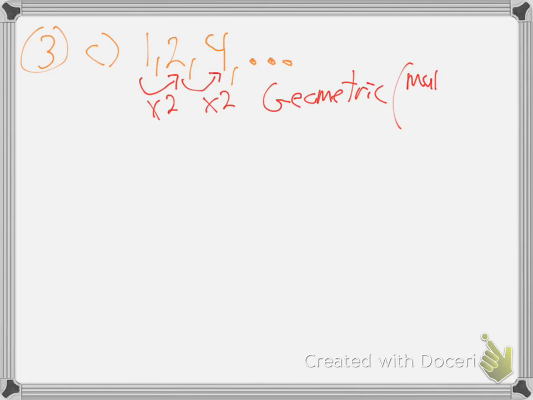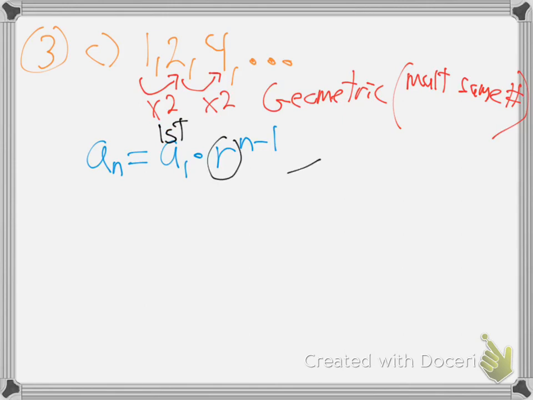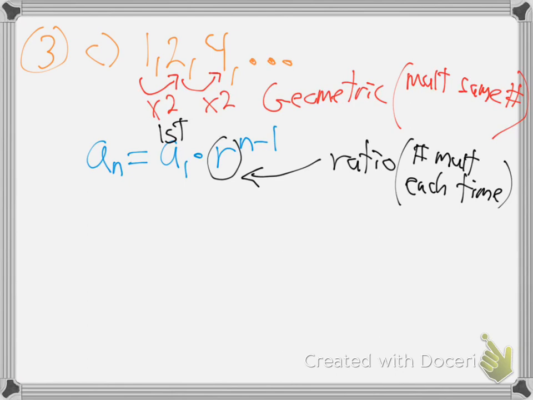That means you multiply by the same number. So it's multiplying, which is different than arithmetic. I gave you the formula for that. That one is a little different. a sub n is a1 times r to the n minus 1 power. Again, a sub 1 means first term. r is the ratio, which is the number multiplied each time.